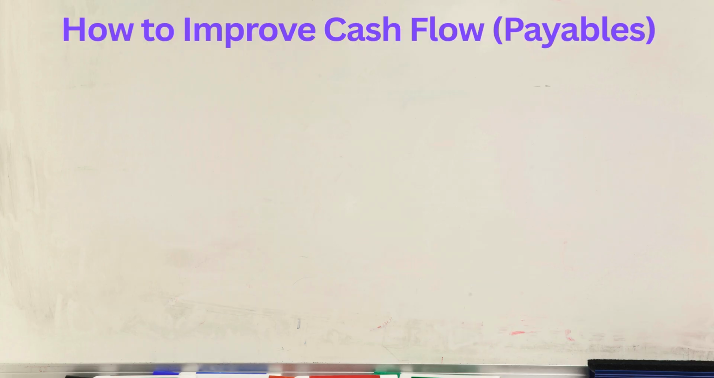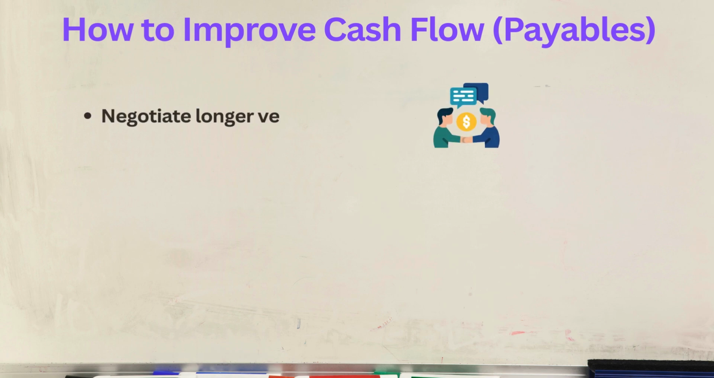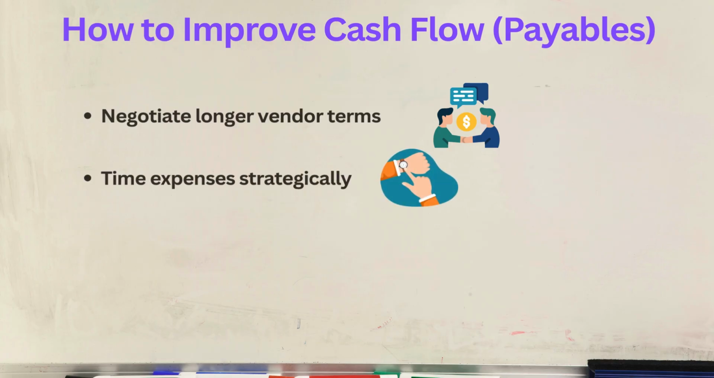The other side of the equation is managing what's going out. Start by negotiating longer terms with vendors. Instead of paying in 15 days, can you stretch it to 30 or even 45 days? Many vendors are open to this, especially if you're a good customer. Next, time your expenses strategically. For example, don't pay all bills the moment they arrive if they're not due for another 2 weeks. Schedule payments closer to the due date so cash stays in your account longer.